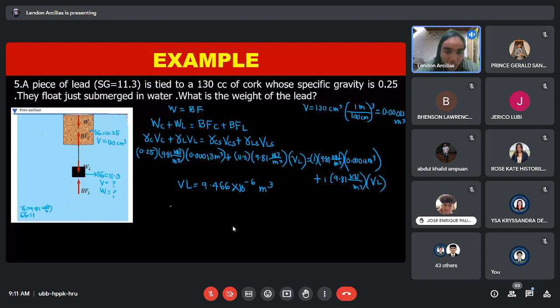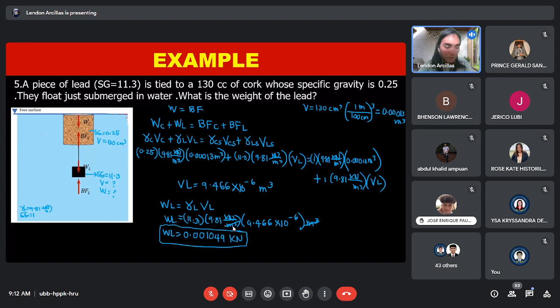Again, we need to find also the weight of the lead. Weight of the lead is equivalent to the specific weight of the lead times the volume of the lead. Specific weight ng lead is 11.3 times 9.81 kilonewton per cubic meter times volume ng lead na 9.466 times 10 raised to negative 6. So, ang weight ng lead is equivalent to 0.001049 kilonewton. Check natin. 11.3 times 9.81 times 9.466. Yan. Tama.